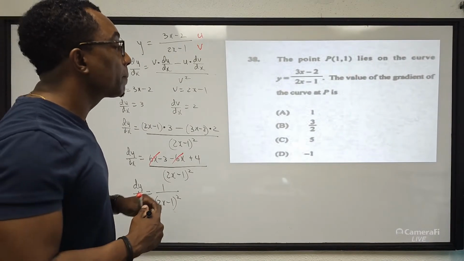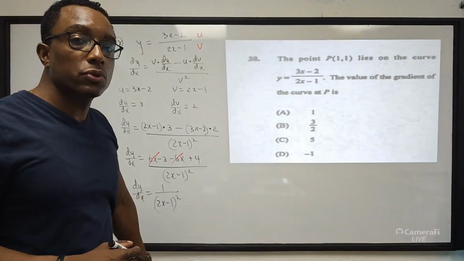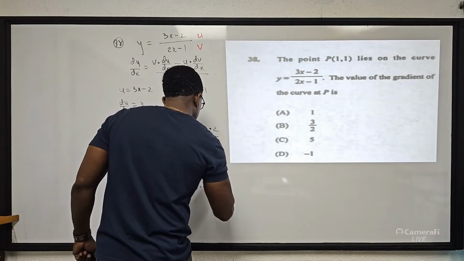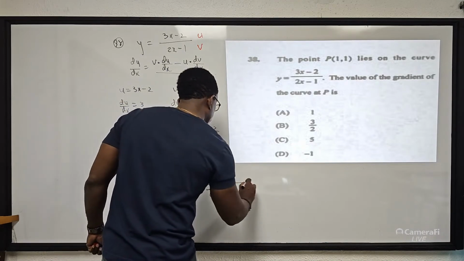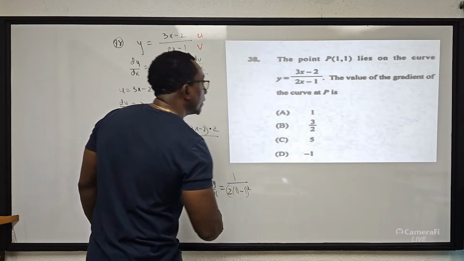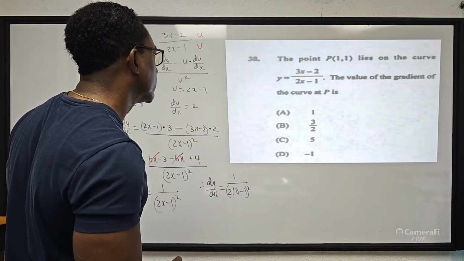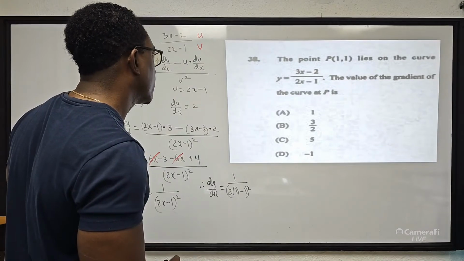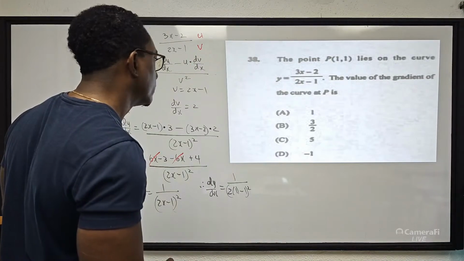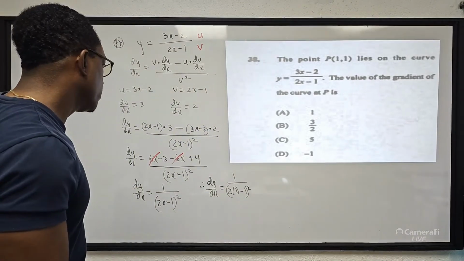To get the value of the gradient, we're going to take the x coordinate of the point P, which is 1, and substitute that x coordinate into our gradient to get a value for the gradient. Therefore, dy over dx will be 1 over (2 into 1, subtract 1) in brackets squared. This will give us 1 minus 1... 0 squared... that's 1.